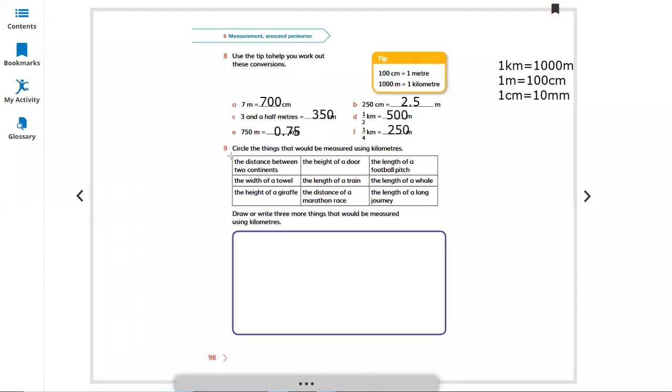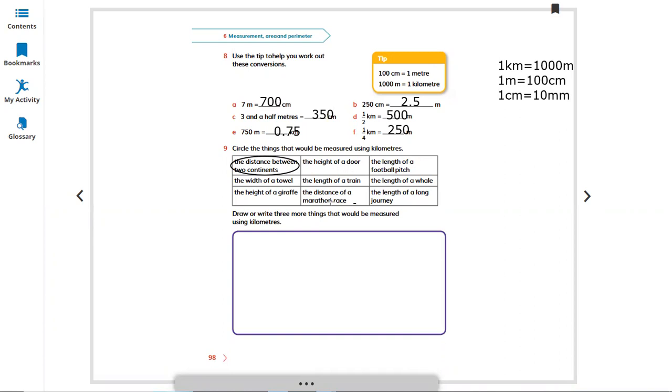Okay, the distance between, in kilometers, sorry, so in kilometers for long distance, obviously, between two continents, the height of a doorknob, the length of a football pitch, no, the width of a tower, the length of a train, the length of a whale, the height of a giraffe, the distance of a marathon race.